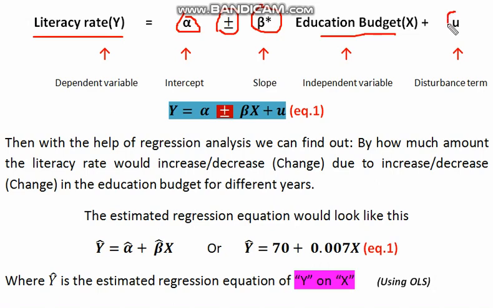Of course, we also have what we call the disturbance term. I'll talk more on this disturbance term, because the whole econometric analysis depends on the assumptions that we make for the disturbance term, and it is very important. But here I'll talk only about the basics of why we generally go for regression analysis and what we are actually trying to find out with the help of this regression analysis.